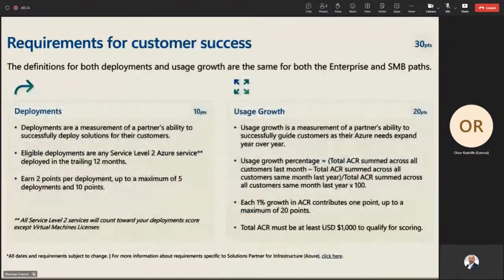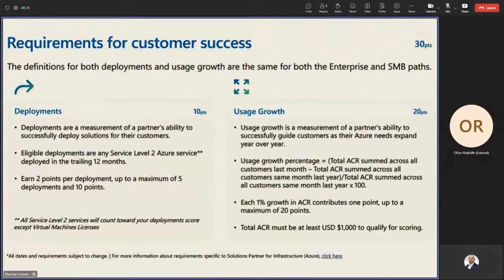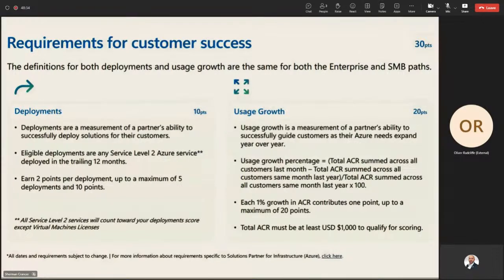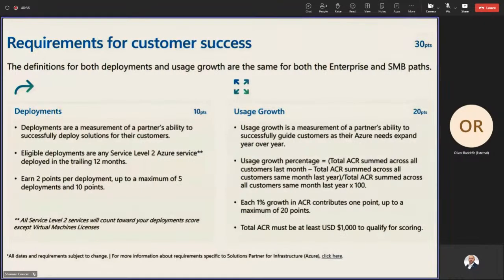All right. Now, requirements for customer success. The main big change is they actually allowed for virtual machines to be counted now, where they didn't in the past. So don't read into that as a bad thing where it says accept virtual machines. No, starting July 1st, virtual machines will be counted. Deployments are the easiest one to get.